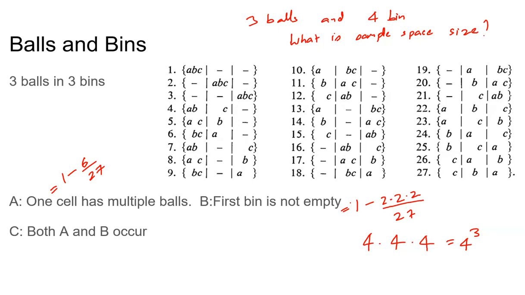So, what is the probability that A and B occur? Both A and B occur. What is the question asking? Both A and B occur is the probability of A intersection B. A is the set of cases when one cell has multiple balls. B is the set of cases when the first bin is empty. And what is the probability that the first bin is not empty, as well as there is some cell with multiple balls?